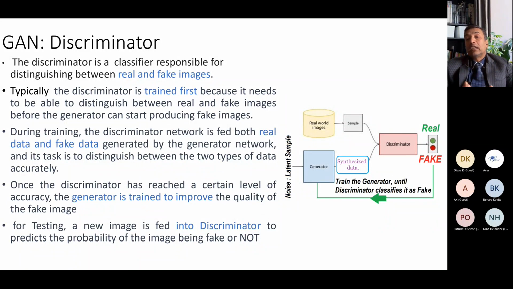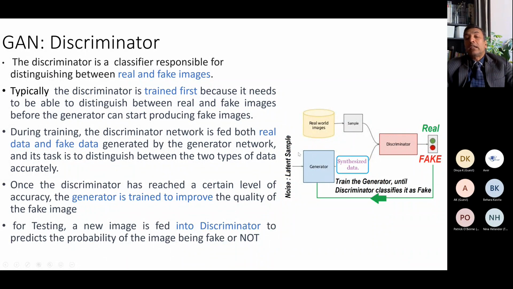In this particular case, the discriminator is a classifier which identifies the real and the fake images, and it is trained first before the generator, because only once it is trained can it identify whether the thing being passed to it is real or fake. When the discriminator is trained enough, then the training of the generator starts.